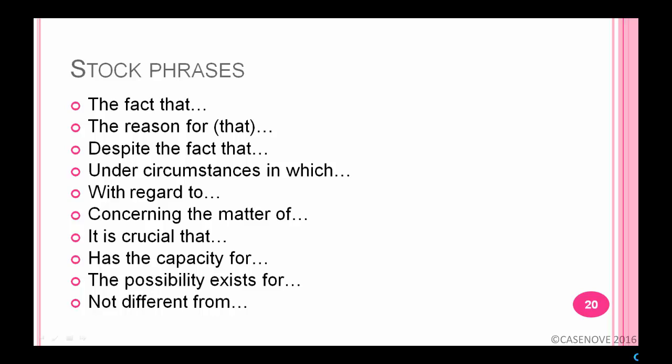For the first two, you can notice that both phrases introduce cause-consequence relationships, so we could replace them by "because." The third introduces a non-sufficient condition and so could be replaced by "although." The fourth introduces a condition, so we could replace it by "if." Both the fifth and the sixth could be replaced by "about." And the last four statements could simply be replaced by appropriate modal verbs.